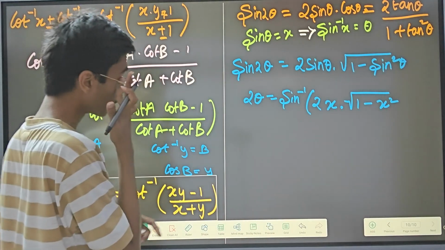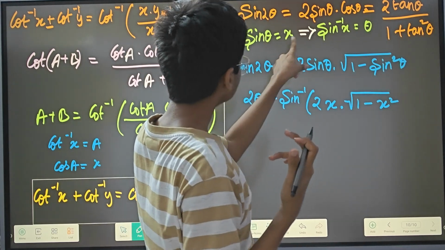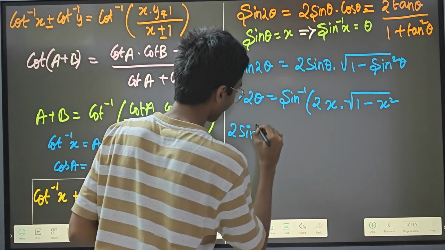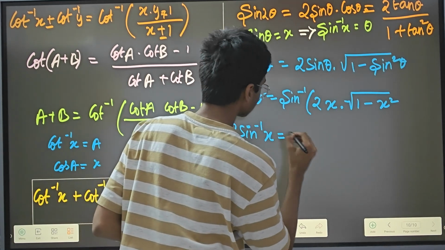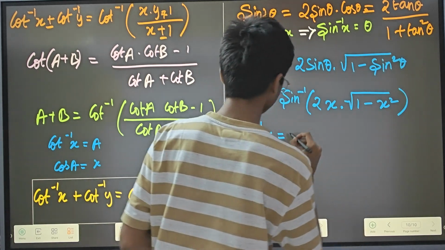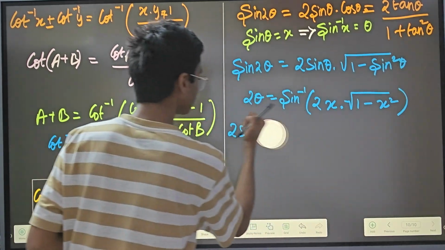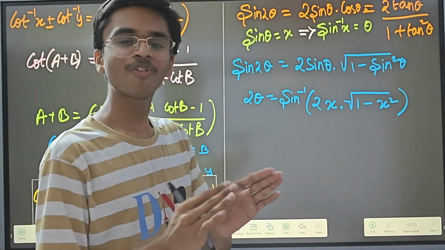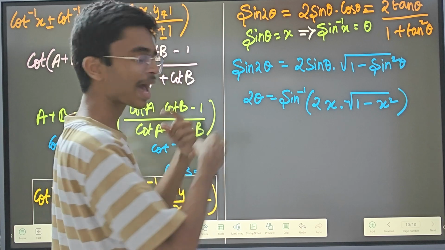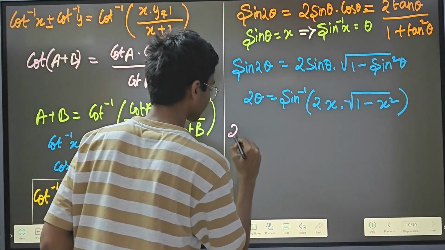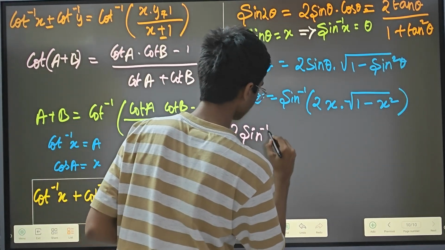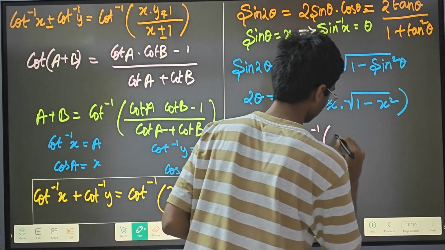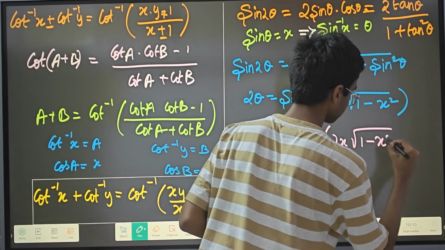So this theta is what? Theta is sine inverse of x. So 2 sine inverse of x is equal to sine inverse. I will write this in a different color so that it shows as important. Red always shows danger, importance, a highlighting nature. So 2 sine inverse of x is equal to sine inverse of 2x root over 1 minus x square.